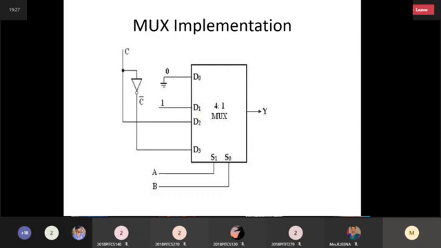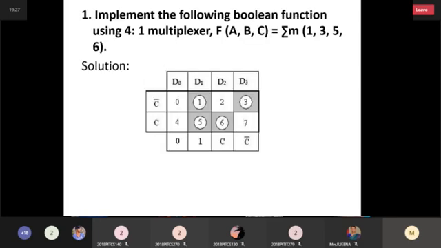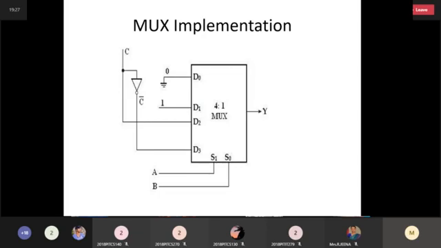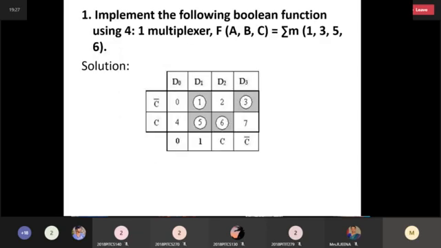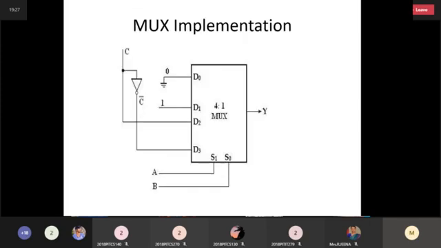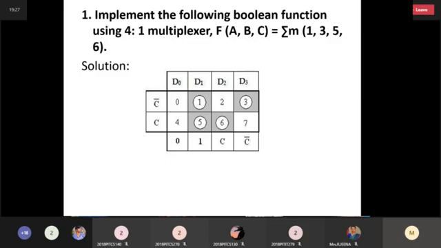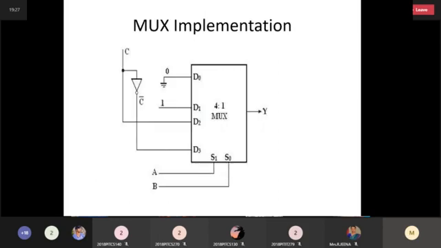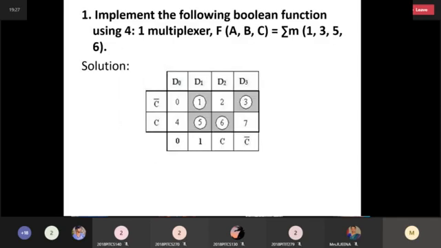Now, draw the mux implementation. This is the 4:1 multiplexer. Okay. So what are the inputs? D0, D1, D2 and D3. First D0. What is the output? 0. So D0 is 0. 0 means you have to ground. Okay. D0 means 0. Next D1. D1 is 1. So input is 1. Okay. Then D2. D2 is C.